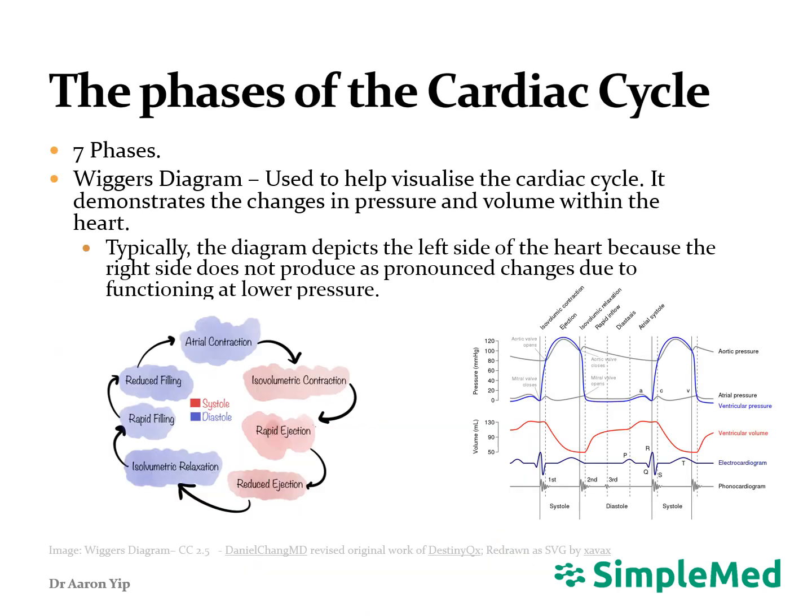As I mentioned at the start, the cardiac cycle can be split into two parts, the systole and the diastole. It can be further broken down into 7 phases, and using the Wiggers diagram shown in the image below, it can help us visualize the cardiac cycle. What it does is it allows us to see the changes in pressure and volume within the different components of the heart. The Wiggers diagram typically depicts the left side of the heart, because the right side does not have as pronounced changes since it works at lower pressure.